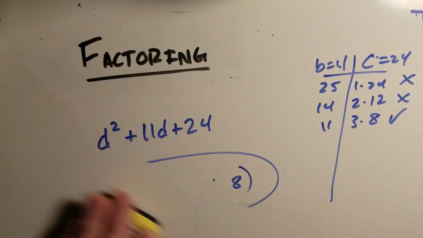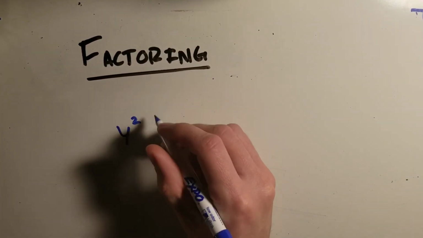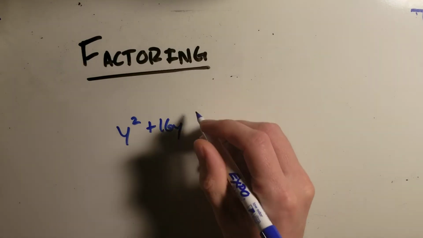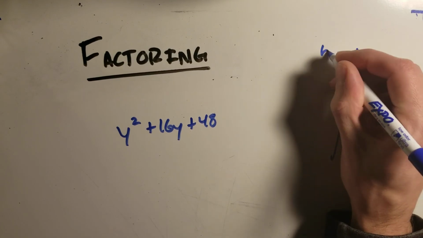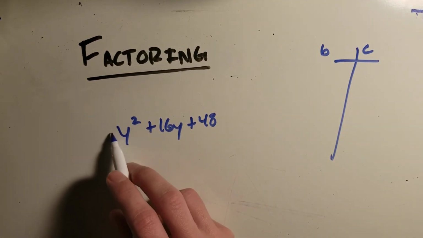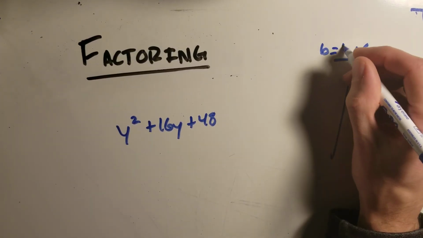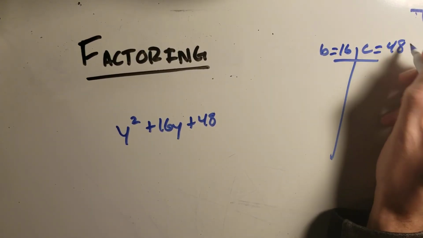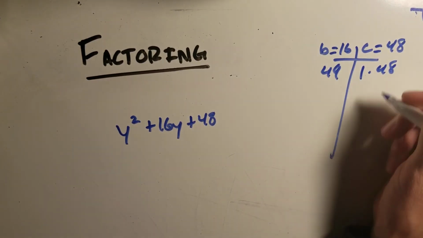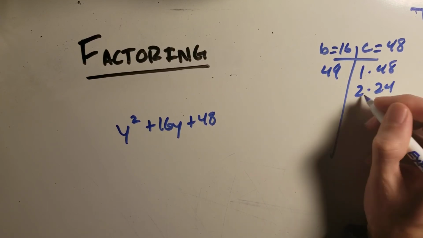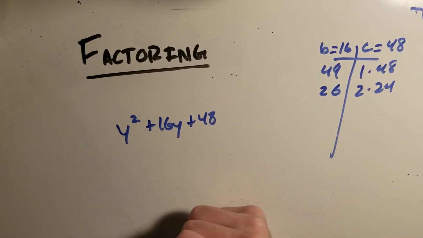And your next one is a nice y over here. So we have y squared plus 16y plus 48. And notice you're in the right form. Leading coefficient of 1, trinomial, y squared, y, and a constant. So b equals 16, c equals 48. Let's see, 1 times 48, well, that's 49, that doesn't work. 2 times 24 will get you 48. You add those together, that would be 26, doesn't equal 16.